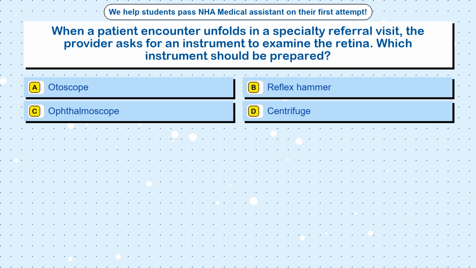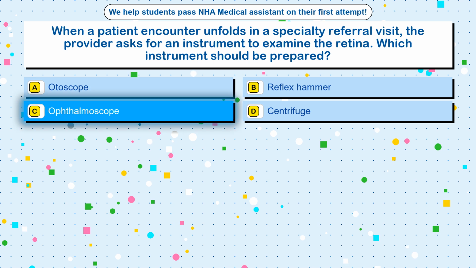Question 71. When a patient encounter unfolds in a specialty referral visit, the provider asks for an instrument to examine the retina. Which instrument should be prepared? Option A, otoscope. Option B, reflex hammer. Option C, ophthalmoscope. Option D, centrifuge. The correct answer is option C, ophthalmoscope.